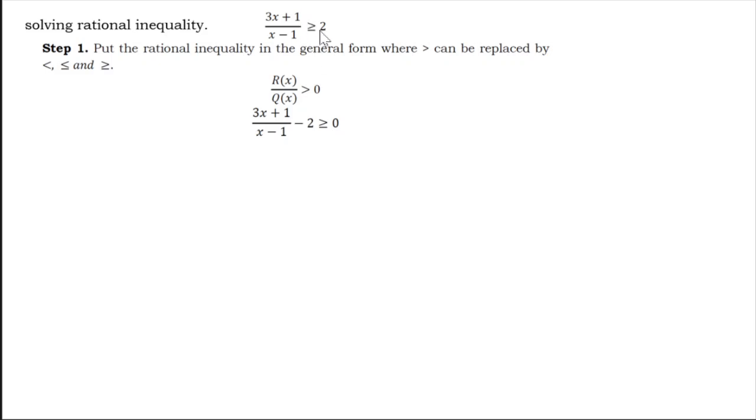Since in our inequality, we use greater than or equal, so greater than or equal to here. So, 3x plus 1 over x minus 1 greater than or equal to 2. To do that, one side should be 0. So, it will be 3x plus 1 over x minus 1, then negative 2 since it moves to the other side. So, negative 2 greater than or equal to 0.